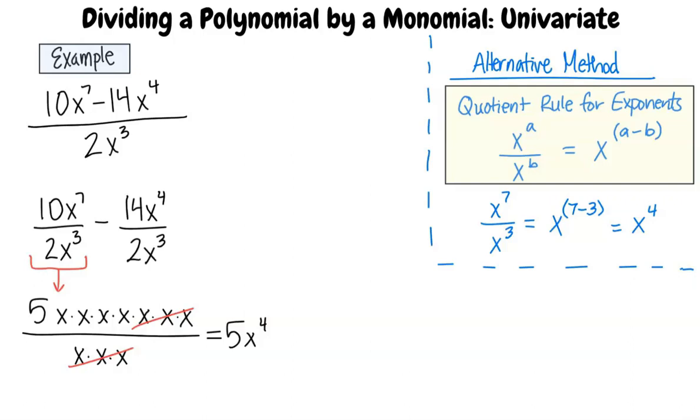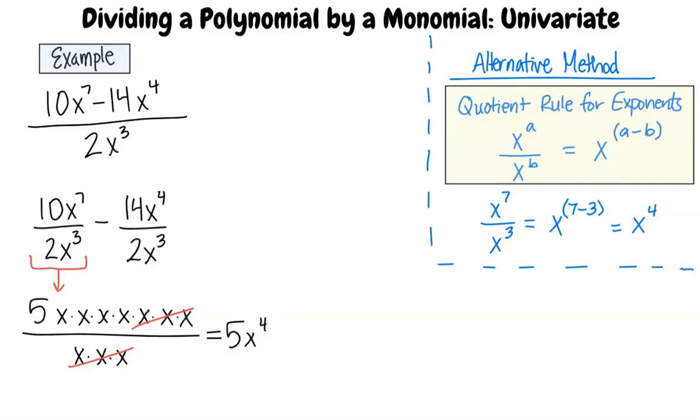Great work! Another way to think about simplifying the x's is using the rules of exponents. Here is the quotient rule for exponents. Using this rule, we can rewrite x to the 7th over x to the 3rd as x to the 7 minus 3, which is equal to x to the 4th. Either method will get you the correct answer.